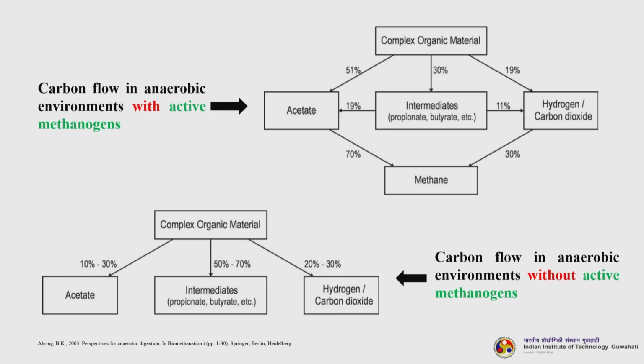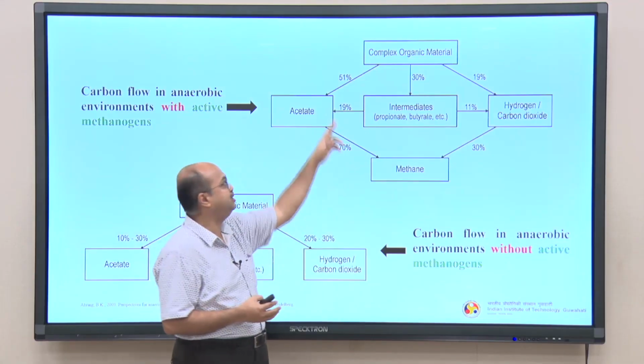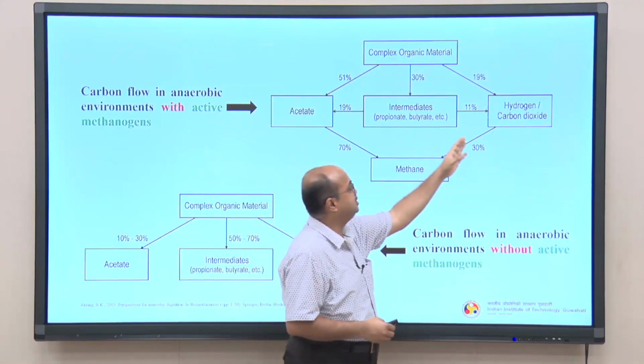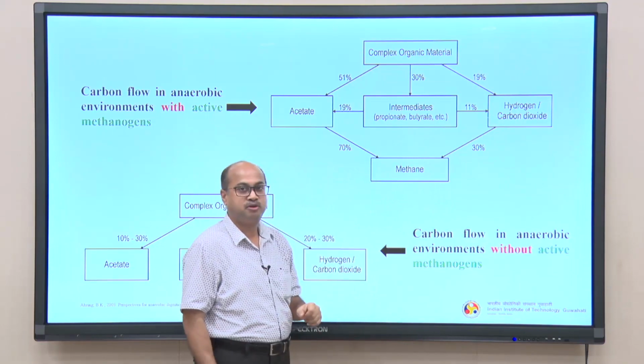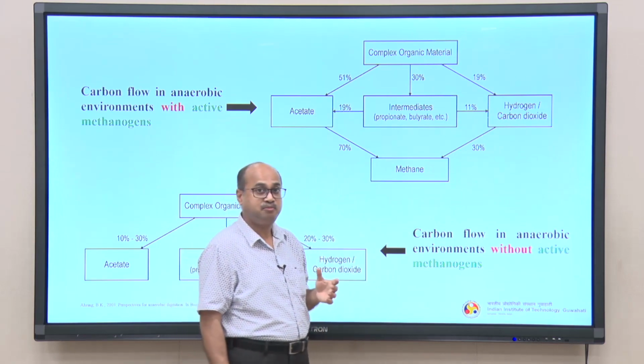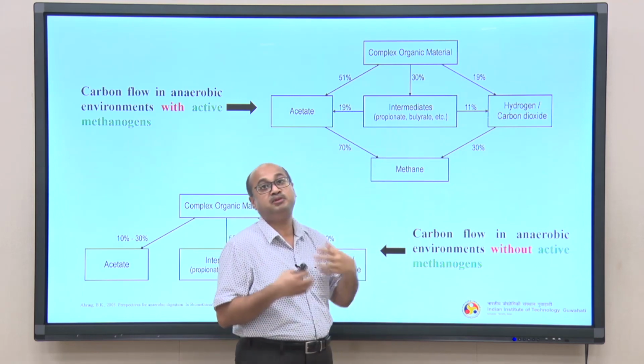As I told you 2 slides before, 70% of the methane that is produced from the anaerobic digestion comes via this route, acetate. Okay. Apart from that 51%, 30% is converted to propionate and butyrate, which are further converted to either acetate or hydrogen and carbon dioxide depending upon the process condition as well as the type of microorganisms present. And the next 19% is directly getting converted to hydrogen and carbon dioxide, and this 30% of the entire methane that is getting produced comes via the hydrogen plus carbon dioxide reaction. Now, this entire scheme is when the methanogens are present.